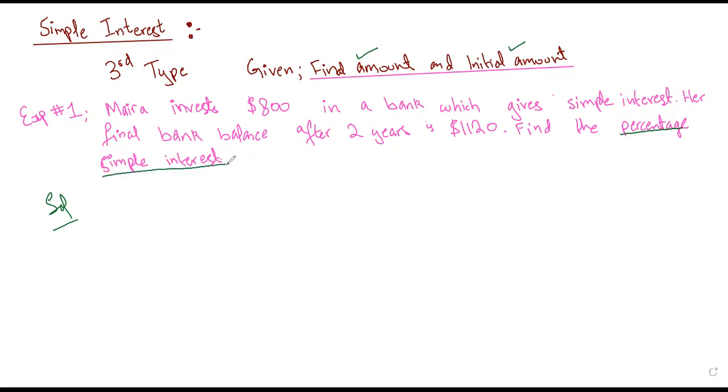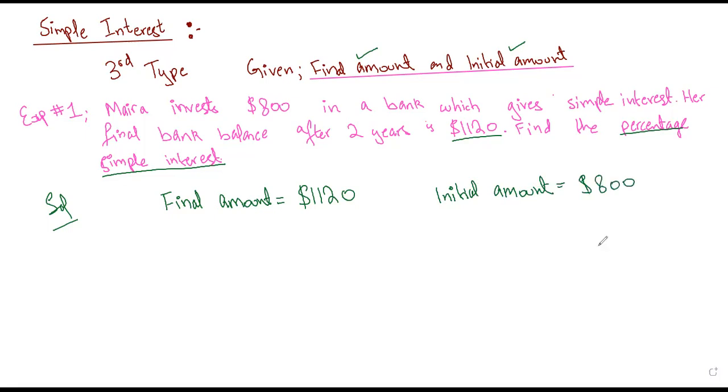Okay, now we need to play with the concept, right? What is the final amount? Myra invests $800 in a bank, which gives simple interest. Her final bank balance after 2 years is $1,120. So this means that this amount is her final amount, and we need to find the percentage of simple interest. So what is the initial amount? Initial amount is $800.